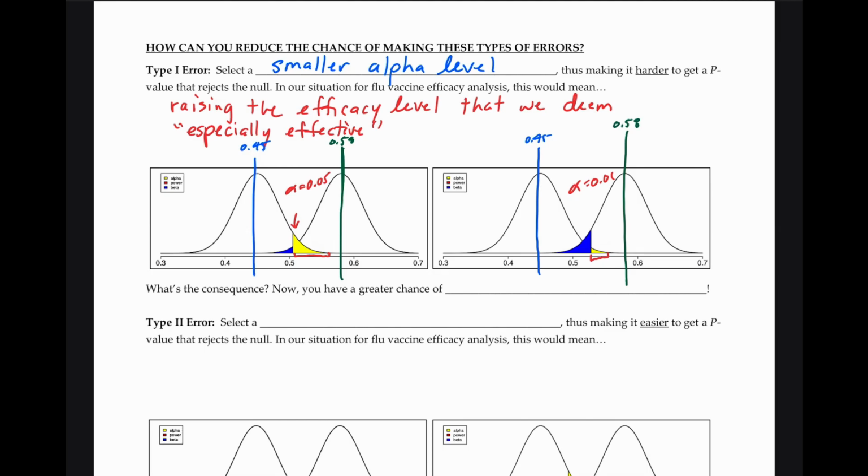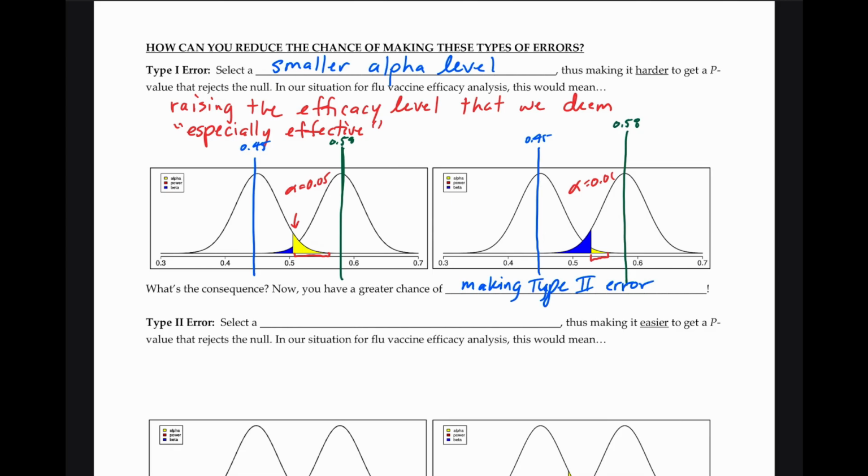However, there's a drawback to this. You can't just willy-nilly go, great, I'm just going to make sure all my alpha levels are super tiny, because notice what happened with that blue shading. Do you remember what the blue shading represents? The blue shading represents the probability of making a type 2 error. So when you shrink your alpha level, you now have a greater chance of making a type 2 error. Bummer. If you thought that was just a quick fix, you're wrong.